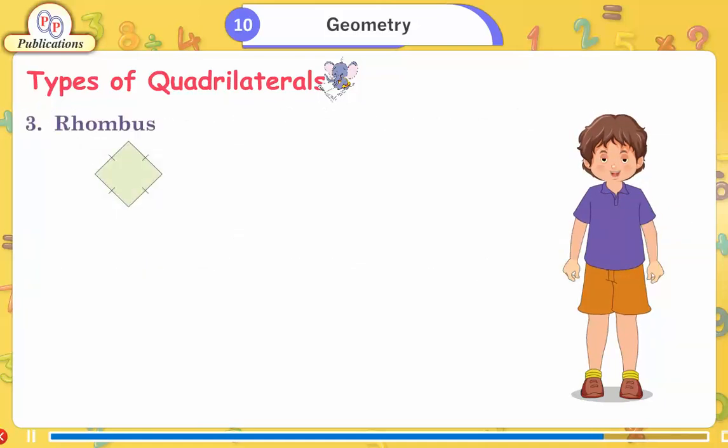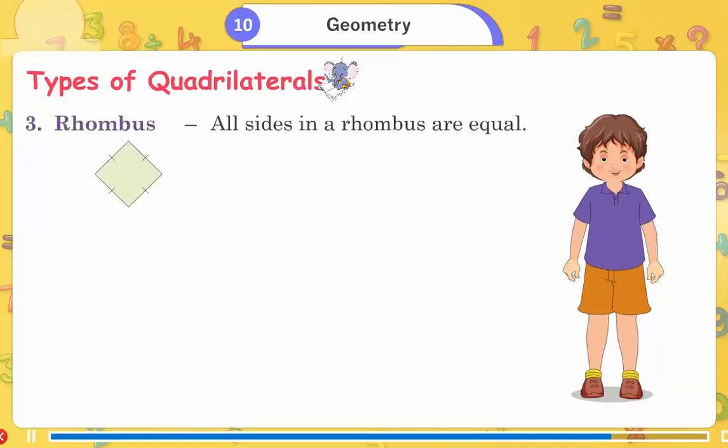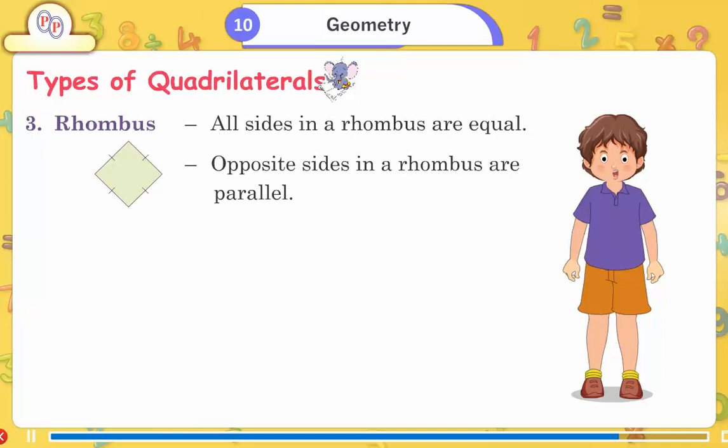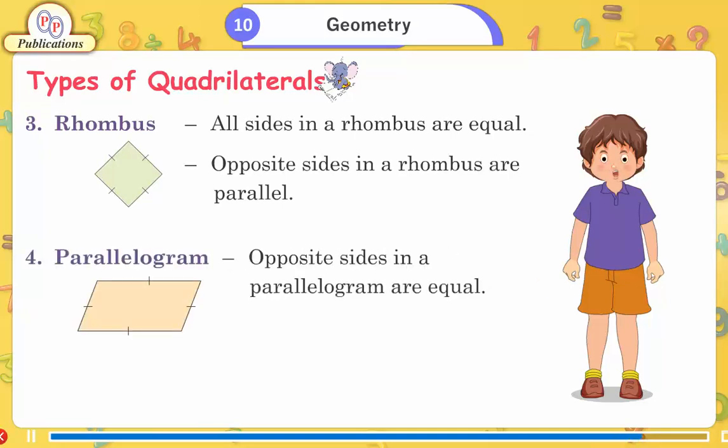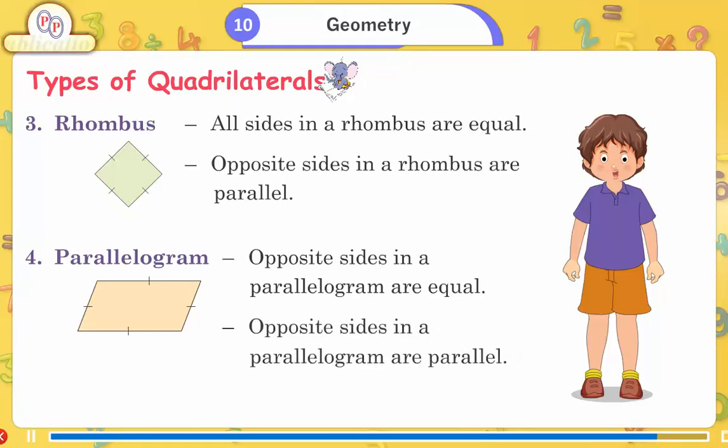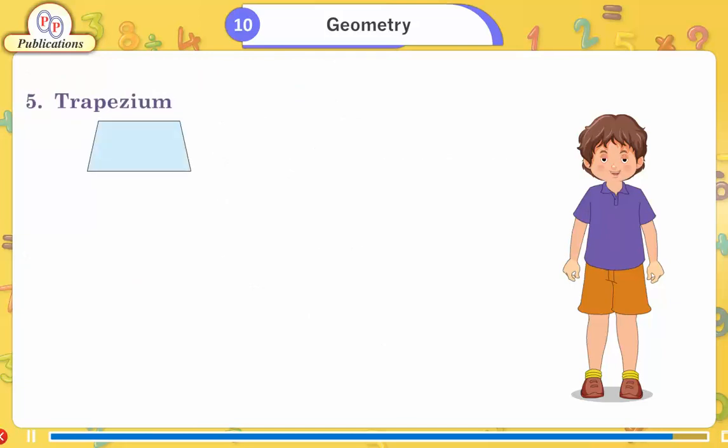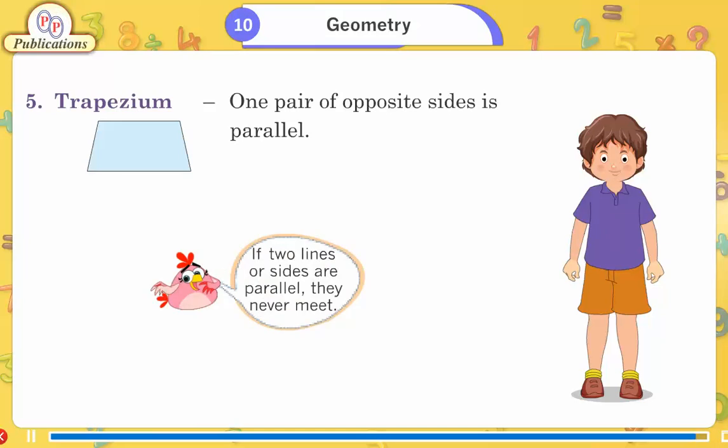3. Rhombus. All sides in a rhombus are equal. Opposite sides in a rhombus are parallel. 4. Parallelogram. Opposite sides in a parallelogram are equal. Opposite sides in a parallelogram are parallel. 5. Trapezium. One pair of opposite sides is parallel. If 2 lines or sides are parallel, they never meet.